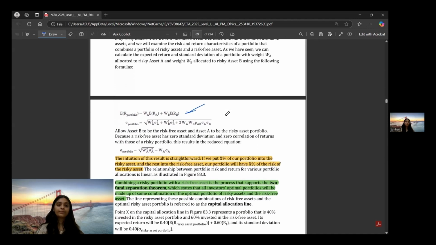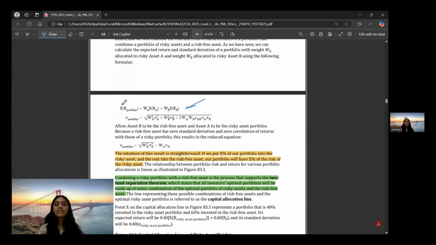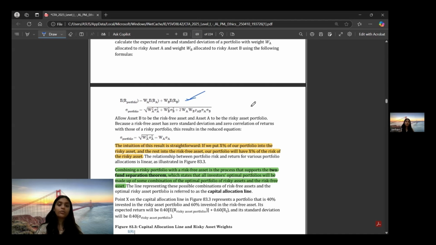So this is expected return on portfolio. So how do we calculate expected return on portfolio? That is weight A, which means weight of asset A, times expected return of asset A, plus weight of asset B times expected return of asset B. So we'll look at a few of the sums related to this later and you'll understand its applications in later videos, or maybe after some part of this video.